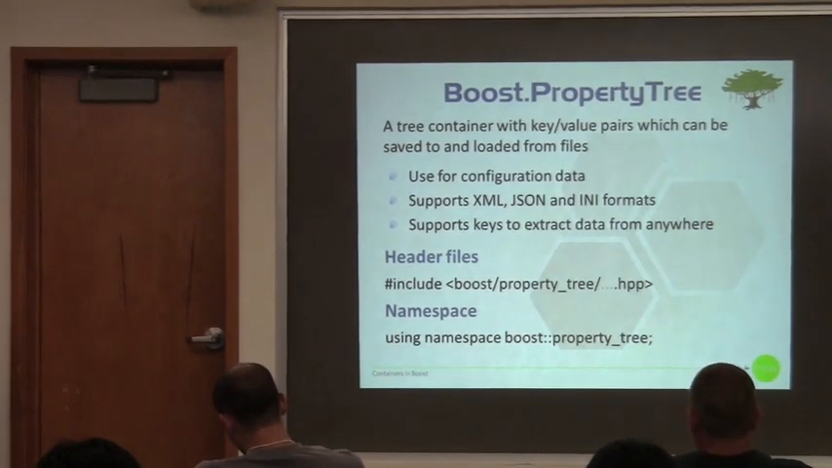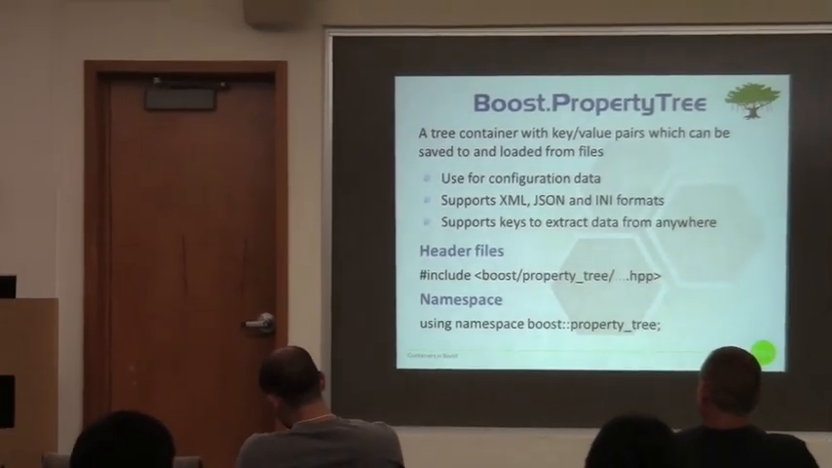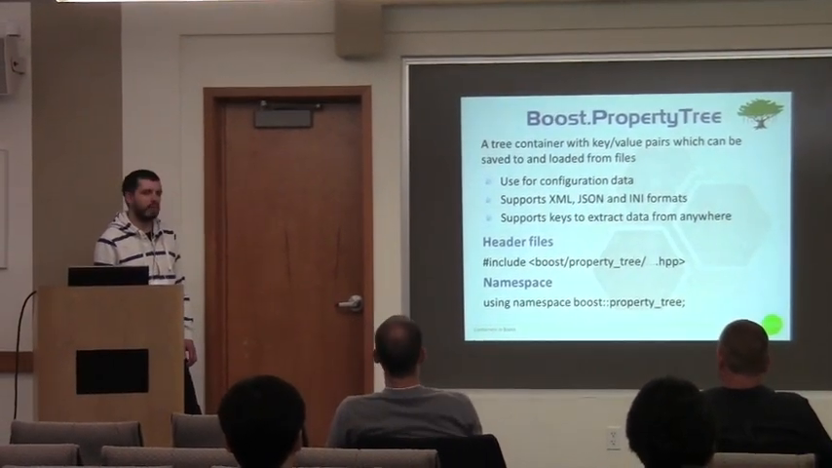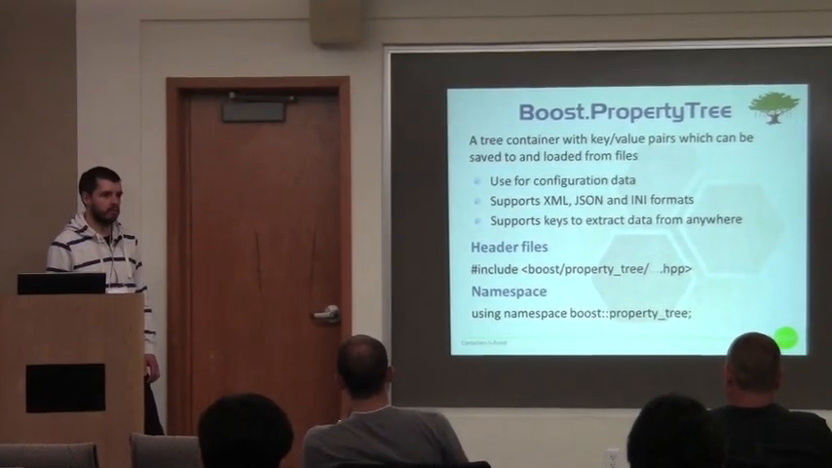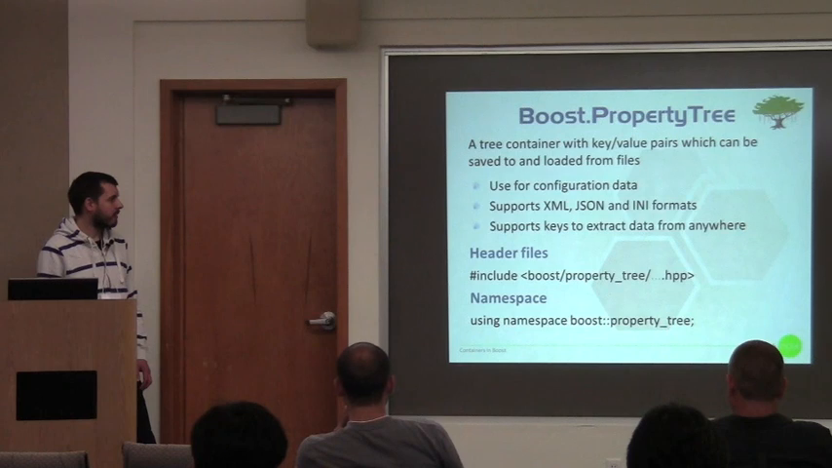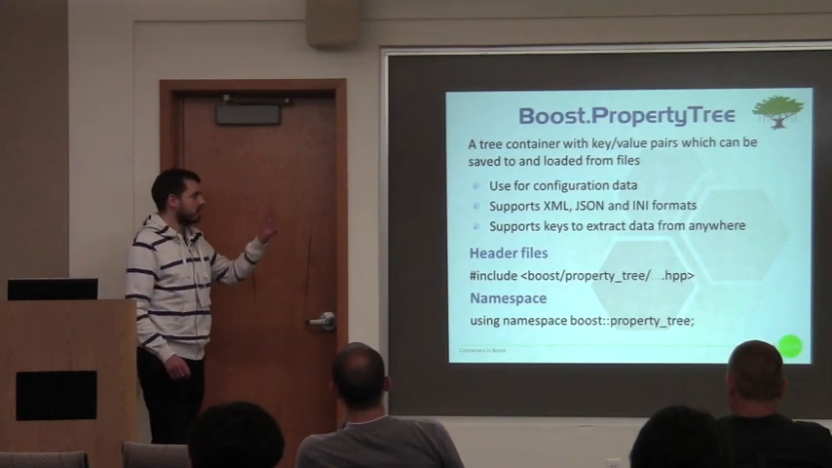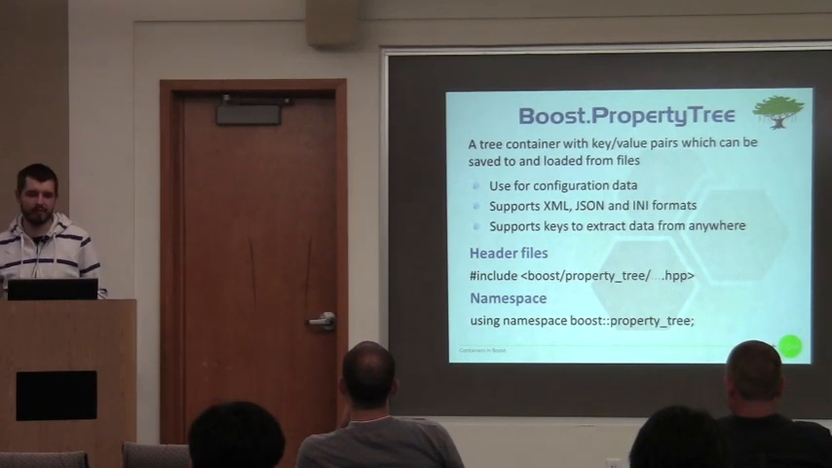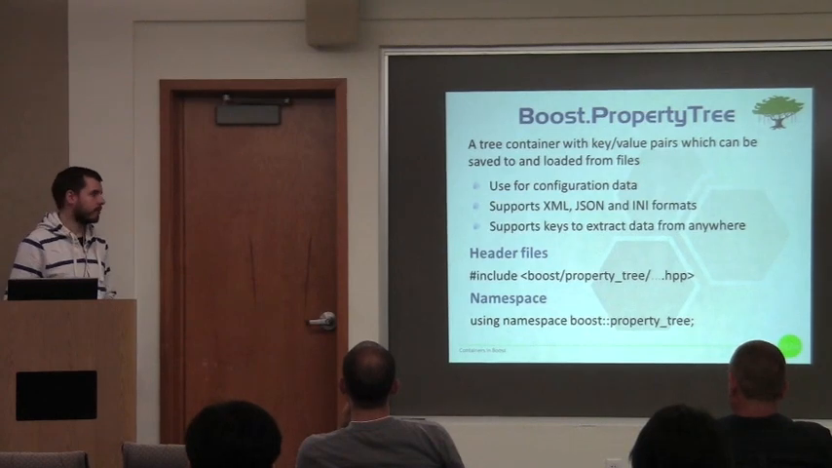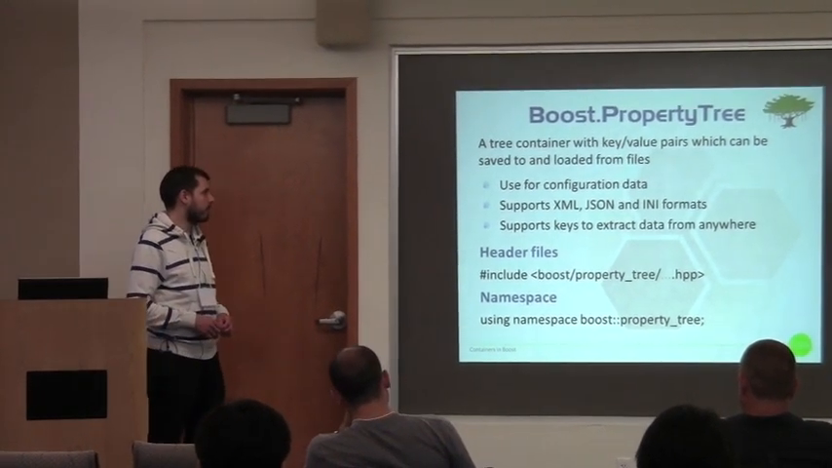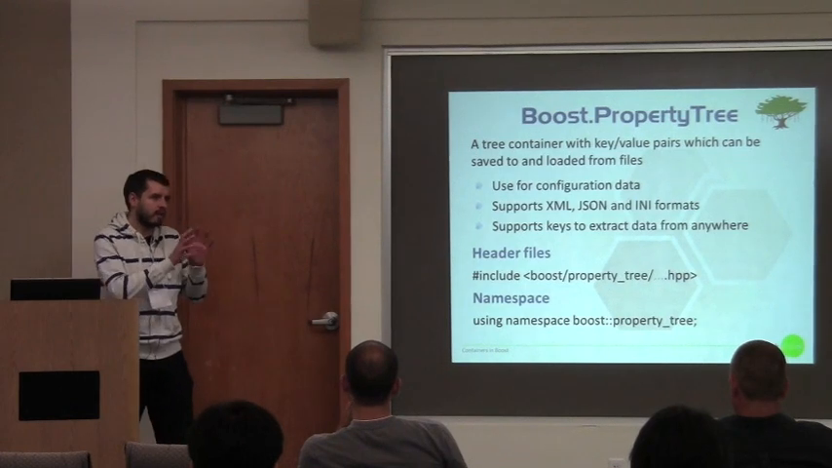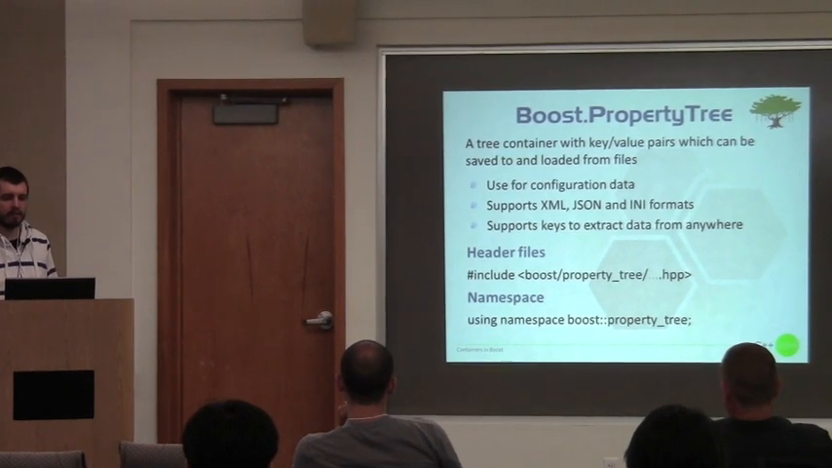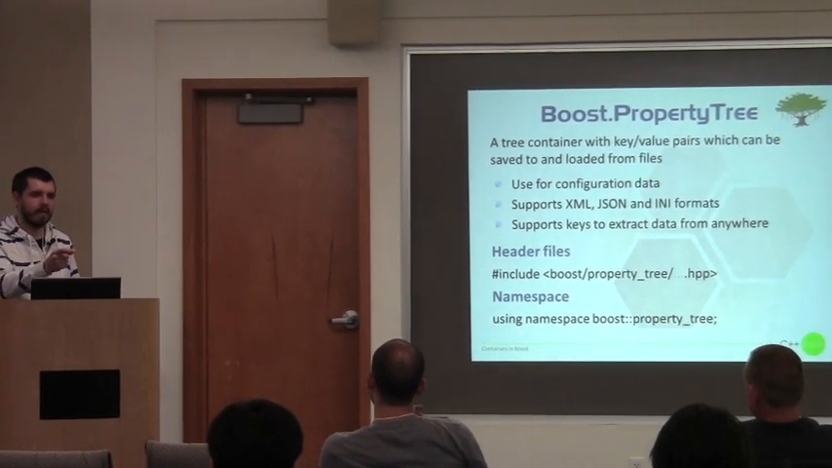Boost Property Tree. I think Sebastian can also talk a lot about that library. It's a very convenient library. It is a tree container with key value pairs. It is, I think, mainly used to load and save configuration data. It supports a couple of file formats, so that tree, which you can use in that library, can be easily serialized to different file formats, and you can easily load the tree again from different file formats. The library supports out-of-the-box XML, JSON, INI, and another special property tree format. What's also interesting, we will see it on the slides, is that the container makes it very easy to extract data from anywhere in the tree.